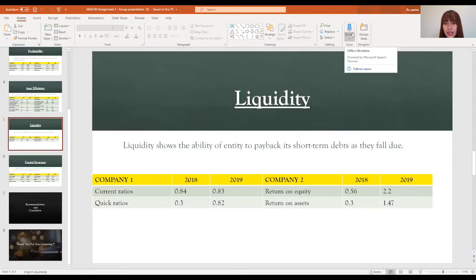As you can see, the quick ratio for company 1 in 2019 is 0.82, which is lower than company 2's, which is 1.47.